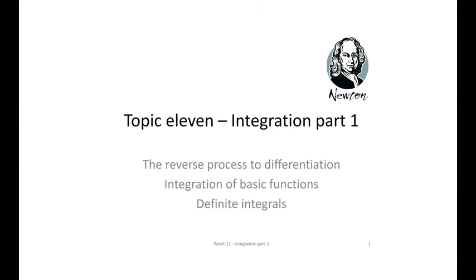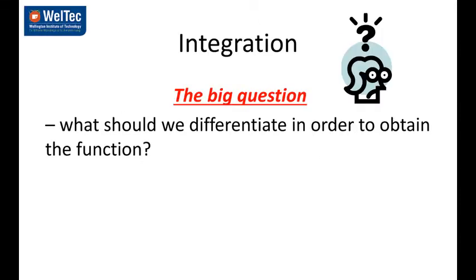Topic 11 introduces the idea of an operation that is the reverse process to differentiation. Integration asks us a question: what should we differentiate in order to obtain the function that's in front of us? Now, lots of the integration that you need to do, you can actually just do by looking up a table, but it is important that we regard integration as anti-differentiation, if you like. It's the opposite operation to differentiation.